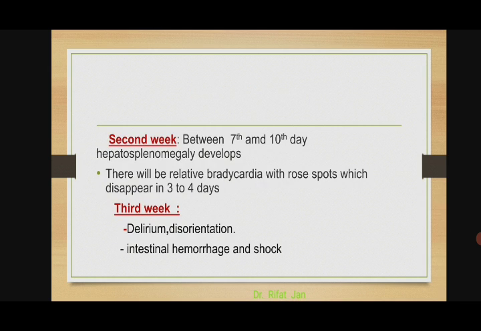Then coming to the second week, during the second week, there is hepatosplenomegaly. If left untreated, then there will be relative bradycardia with rose spots all over the body, which disappear again in 3 to 4 days. Then third week, there can be delirium, disorientation, and if the person is again left untreated, there can be intestinal hemorrhage, which can lead to shock, and the person can go into coma.